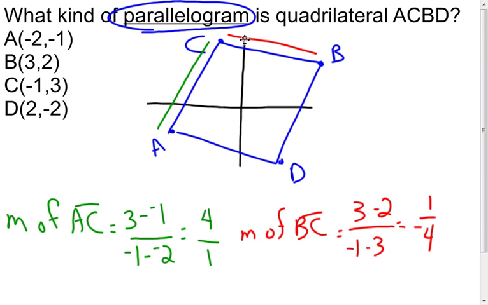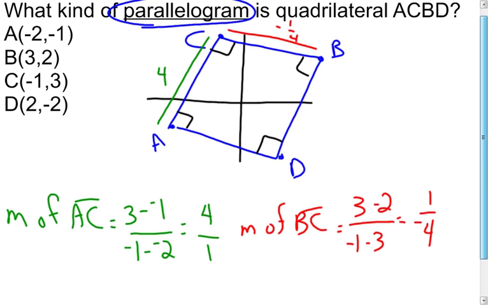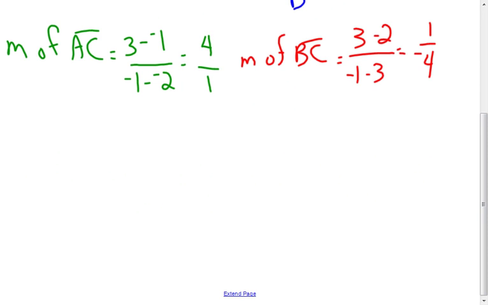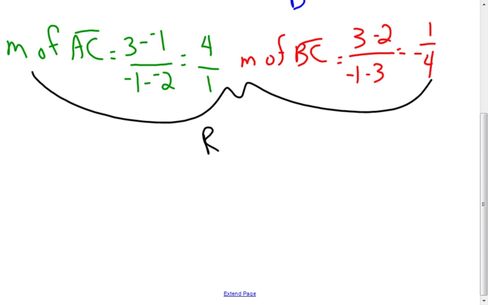So yes, these two sides are perpendicular. This one has a slope of negative 1/4. This one had a slope of 4. Therefore, I have a right angle right there. And remember, if one angle is right in a parallelogram, then they're all right. So right now, I know that I have a rectangle. This much information right here says rectangle.